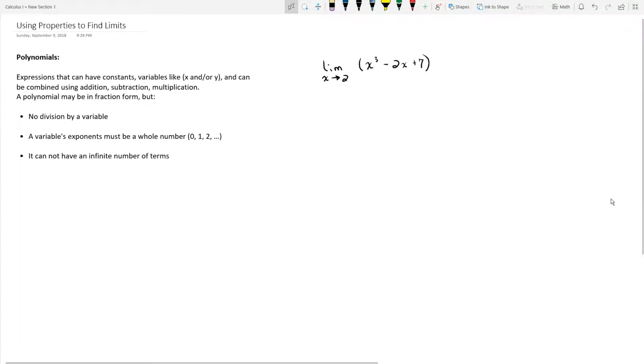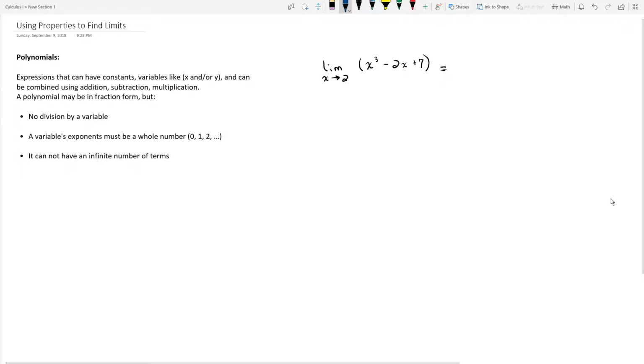So in this video, we're going to apply the properties that we learned in the last couple of videos. And I have an example here: a limit as x approaches 2 for x cubed minus 2x plus 7. We want to find the limit for that. So what is that value, y?